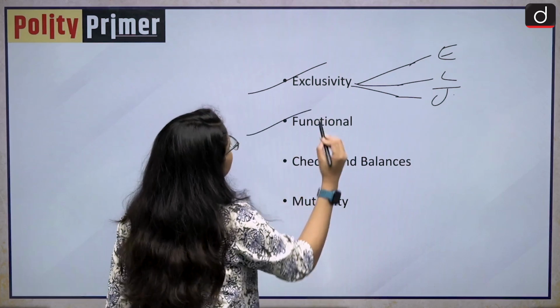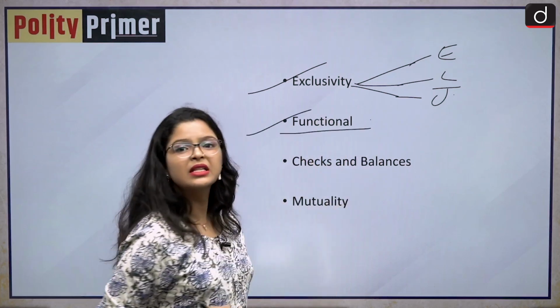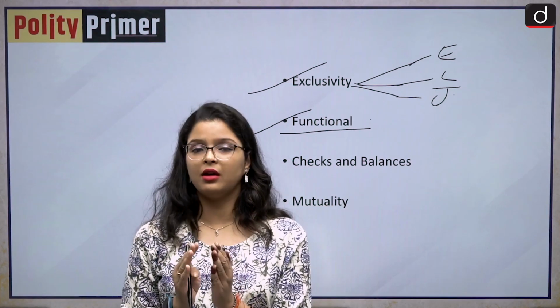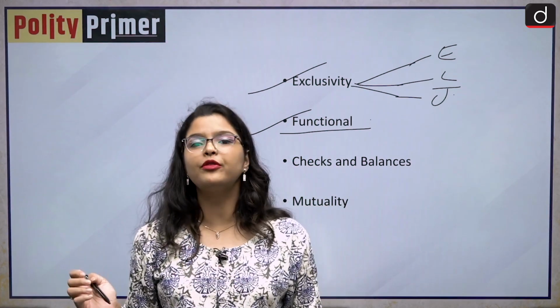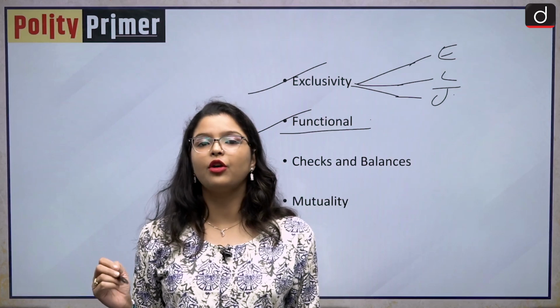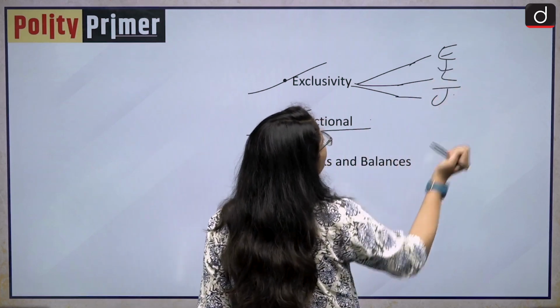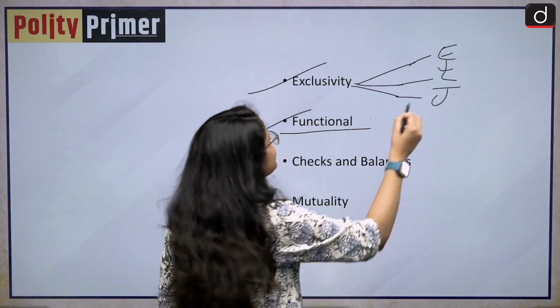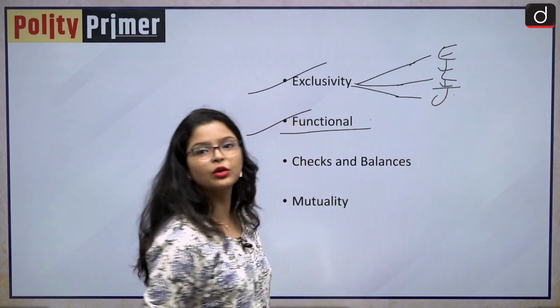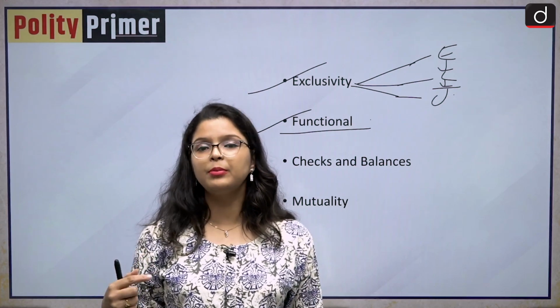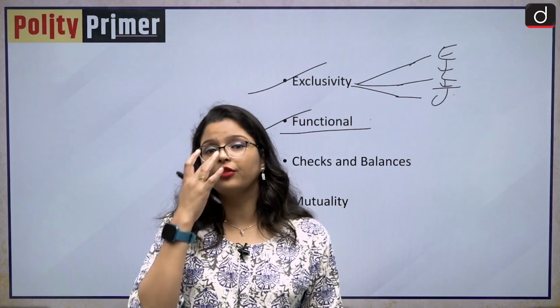Then the functional principle. The functional principle essentially states that the functions of one organ of the government cannot be performed by some other organ of the government. So, for example, the executive cannot do what the legislature will do. The legislature cannot do what the judiciary will do. So the function of one organ of the government cannot be performed by the other organ of the government.